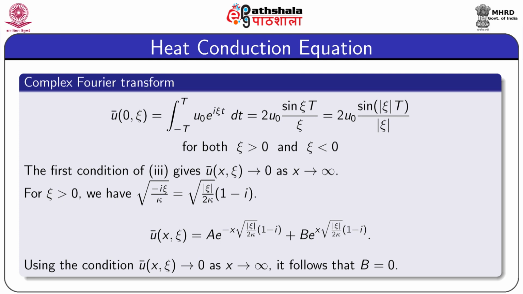After integration, we get its value equal to 2u0 sin(ξT)/ξ. It can be written in the form also 2u0 sin(|ξ|T)/|ξ|, and this form is applicable for both ξ greater than 0 and ξ less than 0. Now, if we look at the first condition of 3, which is u goes to 0 as x goes to infinity.